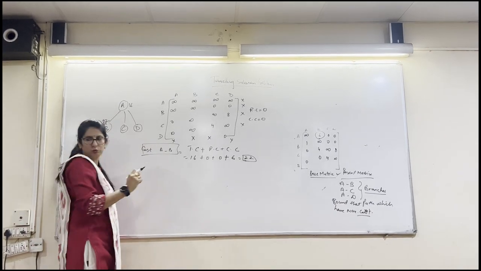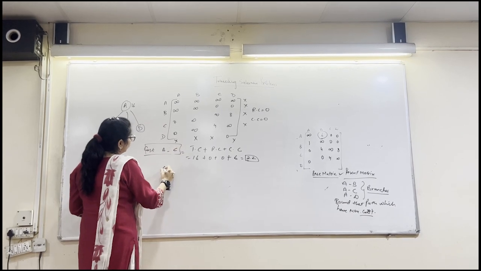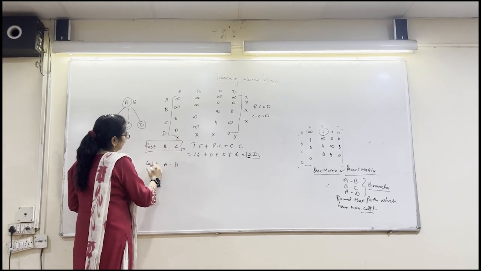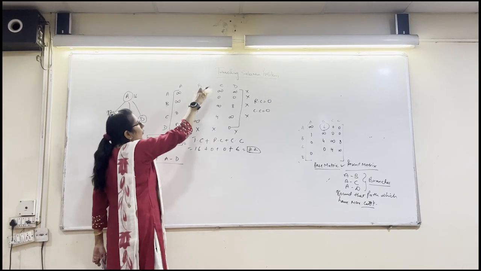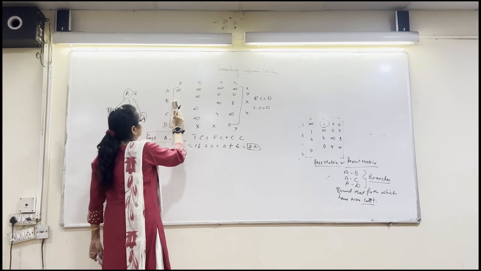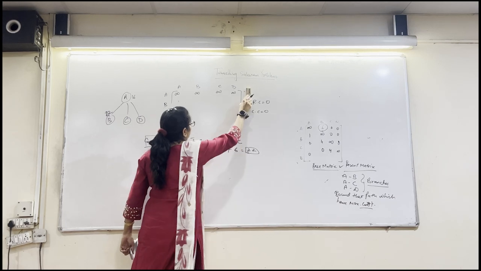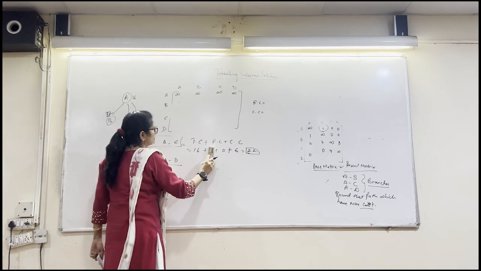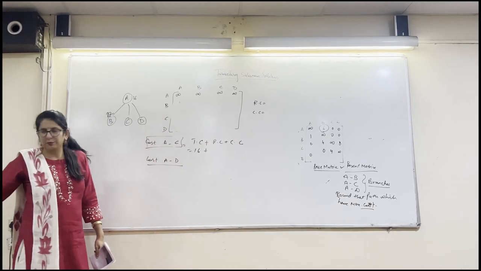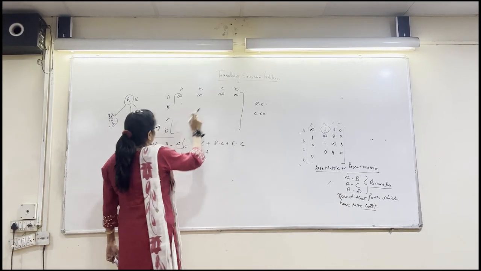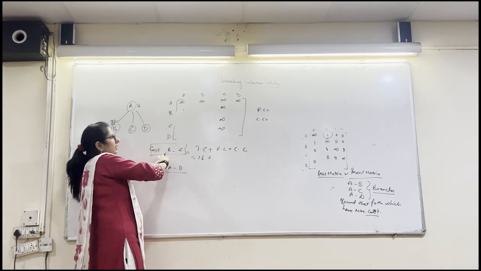Now similarly, we need to solve it for A to C, and then for A to D. If we solve it for A to C, then the A row should be infinity and the C column should be infinity from the parent matrix. If we remove these cells, then we will update this row reduction cost and this cost also. So the A column will be infinity, the A to C cell will be infinity. Then the C to A cell will be infinity.